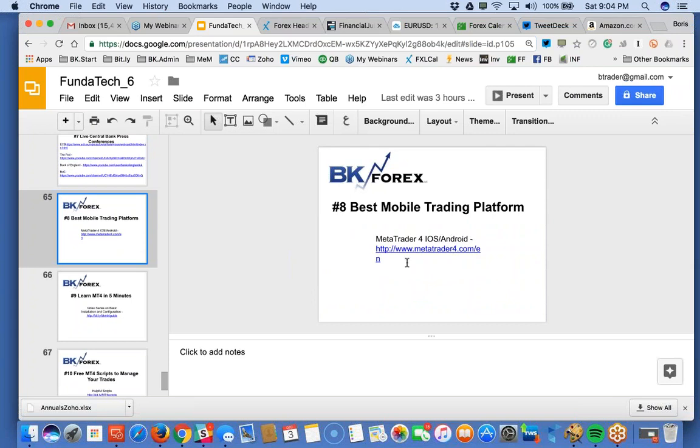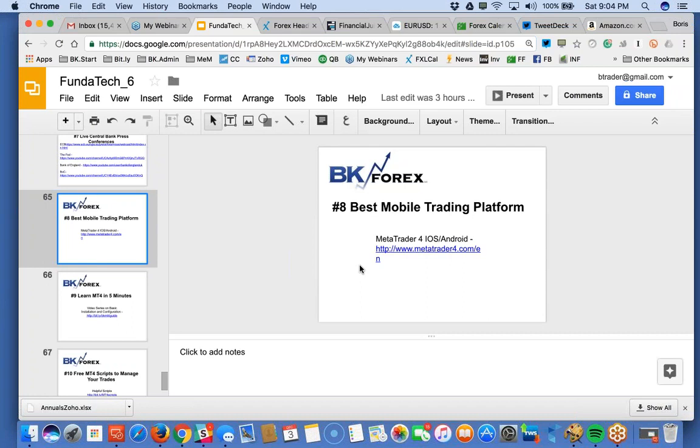The best mobile trading platform is MT4. Absolutely, I use that all the time. It's great for both placing. Here's the thing you need to understand: MT4 on iOS or Android on your mobile platform is not going to be able to run your EA, your expert advisor.